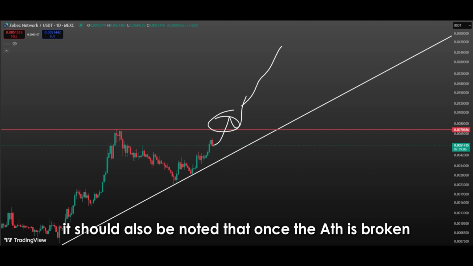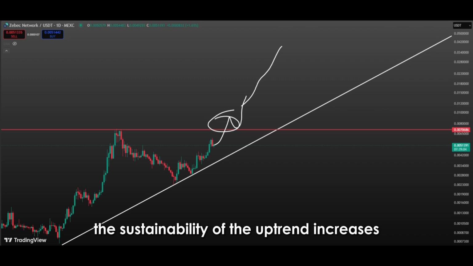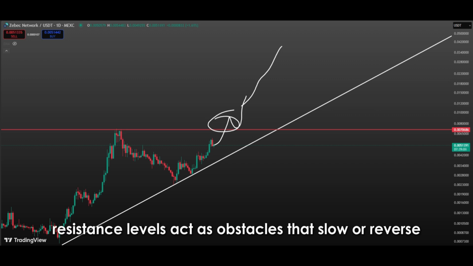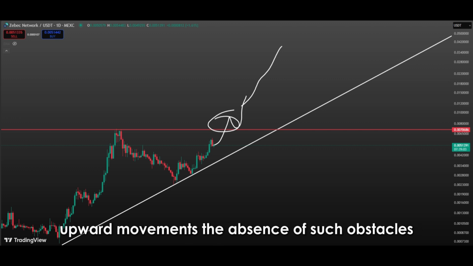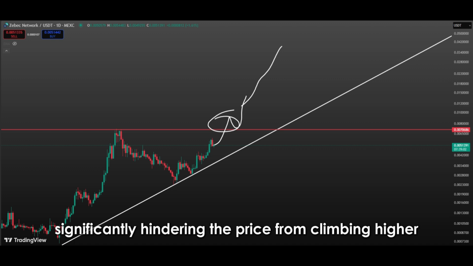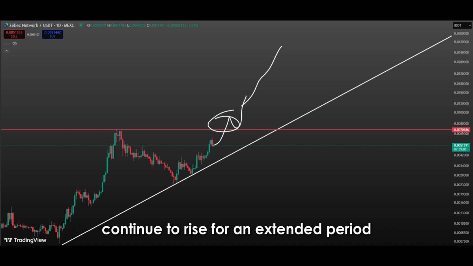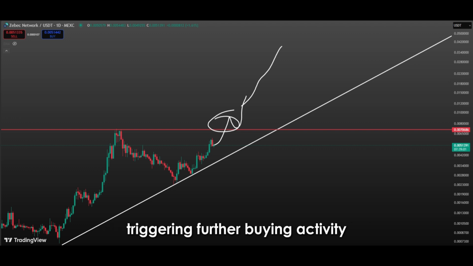It should also be noted that once the ATH is broken and the price can move freely without resistance ahead, the sustainability of the uptrend increases. Resistance levels act as obstacles that slow or reverse upward movements. The absence of such obstacles means there is nothing significantly hindering the price from climbing higher. Thus, market participants believe the price will continue to rise for an extended period, triggering further buying activity.